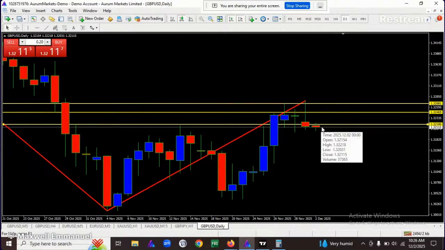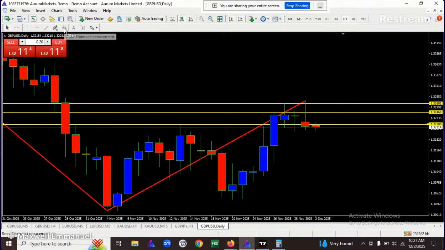It opened below the average, and most times when the market opens below the average, price will pull back to test that average before it starts moving in that direction. As you can see, the market has tested that average price. So there's a high probability for price to pull back to a discount area.